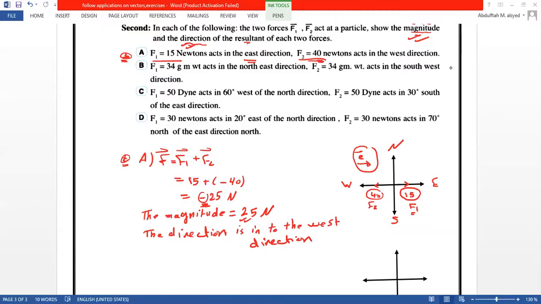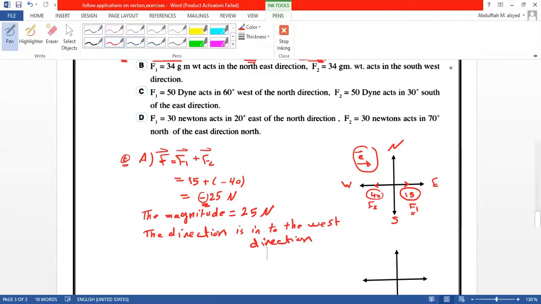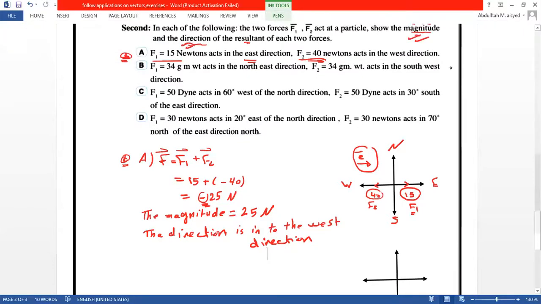Next problem. He says F1 equals 34 gram weight and acts in the northeast direction. Be careful, northeast direction. F2 equals 34 gram weight and acts in the southwest direction.